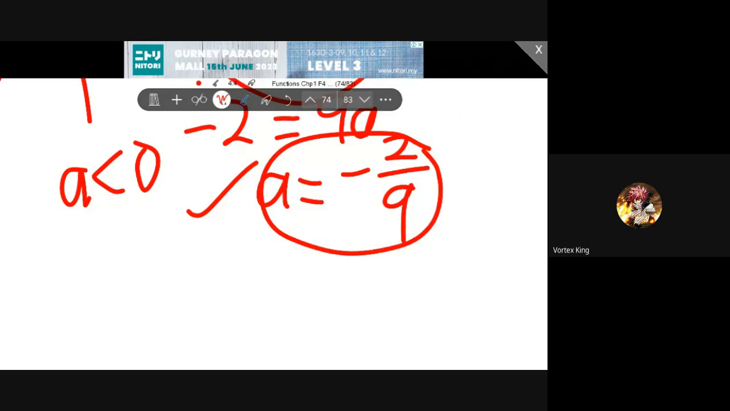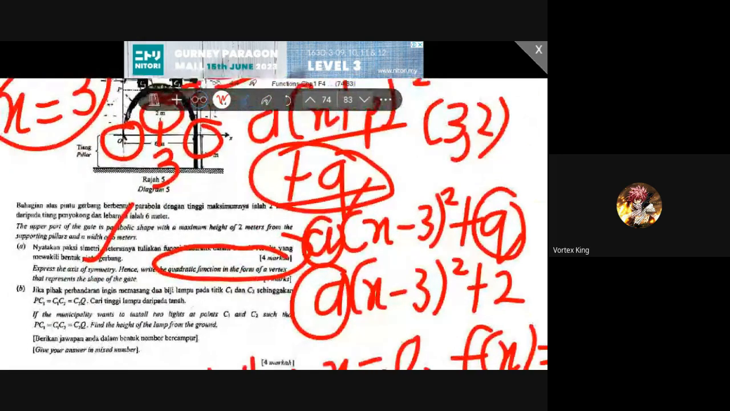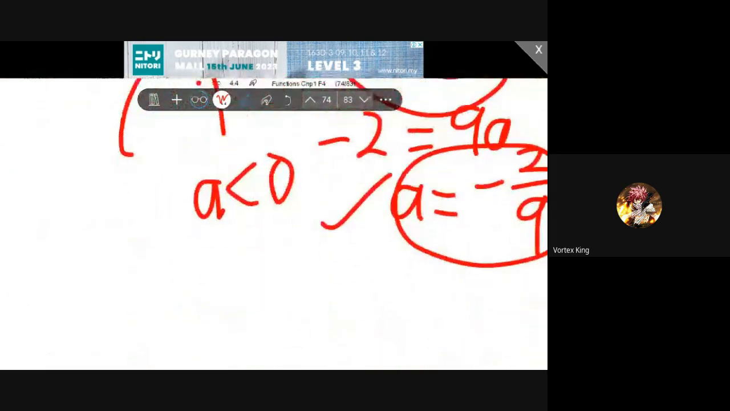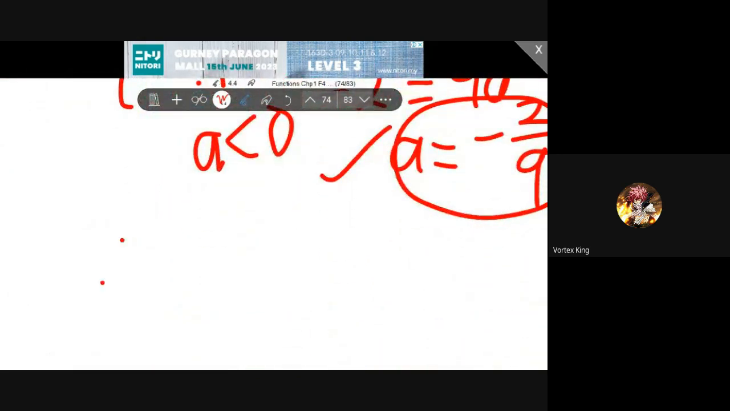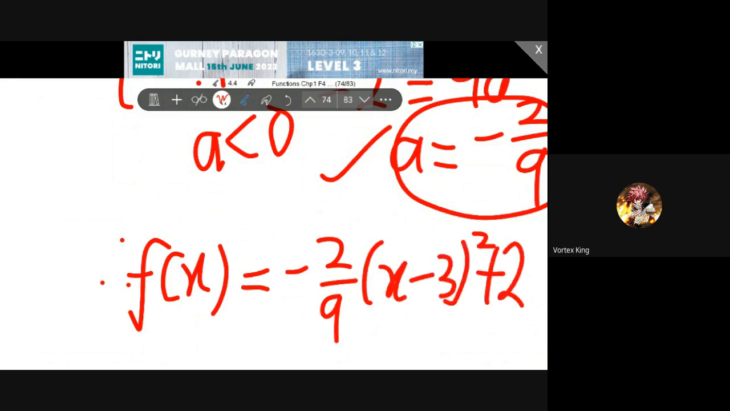Yes, very good. Okay, so now write in the vertex form. Kamu kena tulis balik. Very good. So, okay, welcome. f(x) is negative 2 over 9 (x minus 3) squared plus 2. Ini jawapan akhir kamu. Okay, so yeah, ini jawapan.